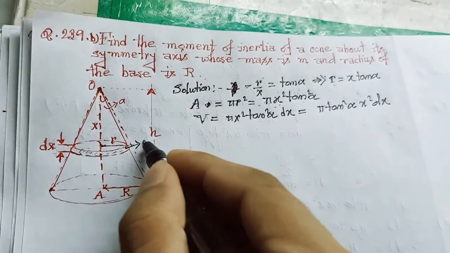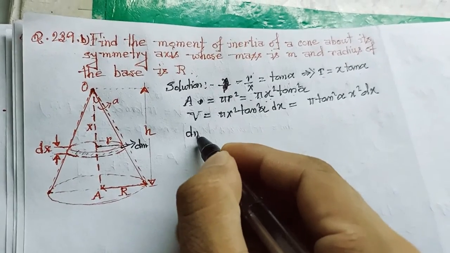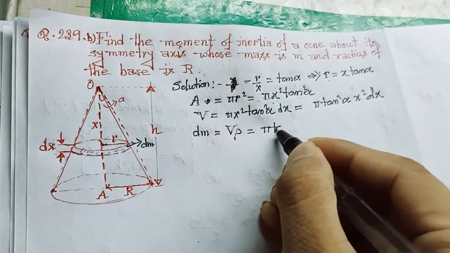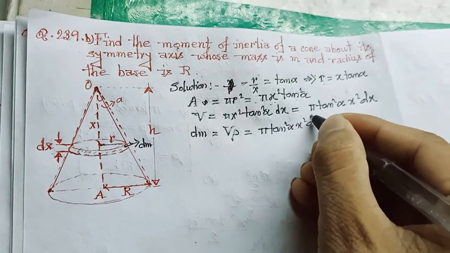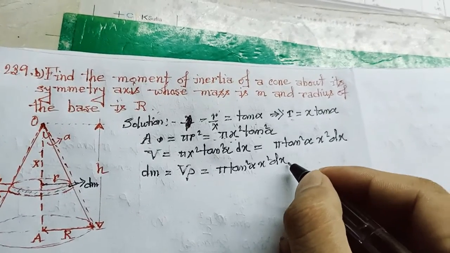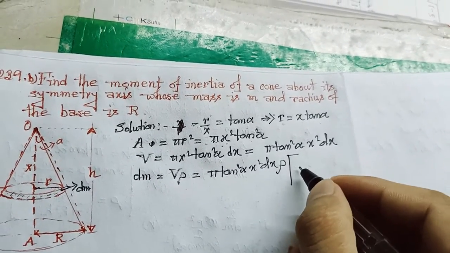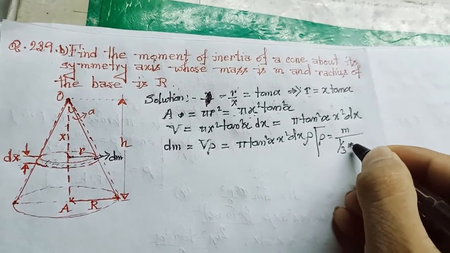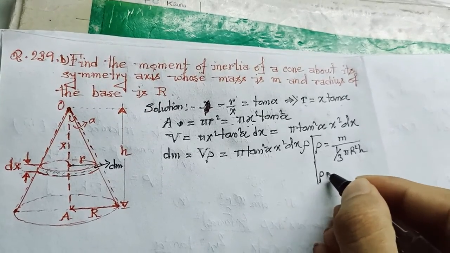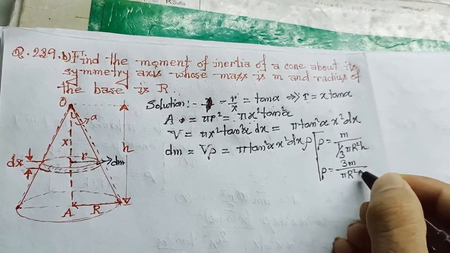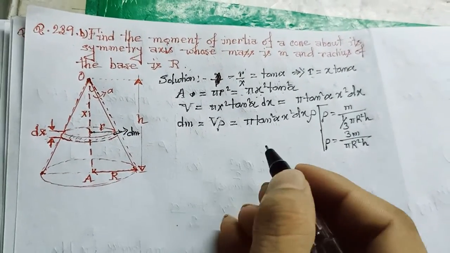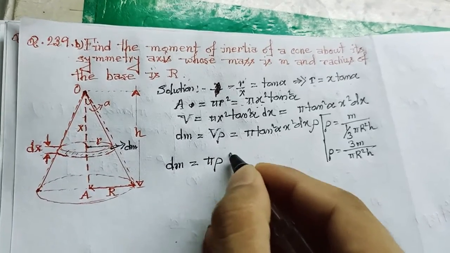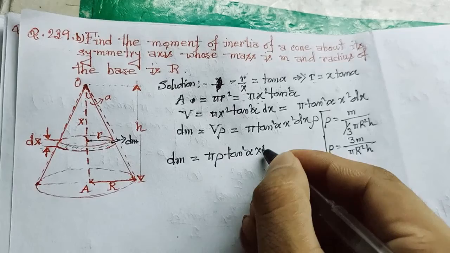Now the mass of this small segment, if the mass of this small segment is dm, then we can write its mass dm will be equal to its volume into density. As its volume equals pi tan square alpha x square dx, this is multiplied by its density rho. Now the density of this cone will be rho equal to mass divided by its volume. Its volume equals 1/3 pi capital R square h. So its density rho will become 3m divided by pi capital R square h. Now the mass of this element dm is equal to pi rho tan square alpha x square dx.